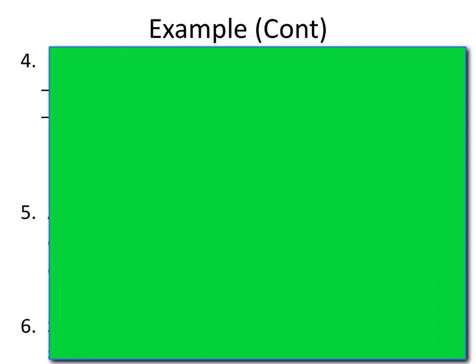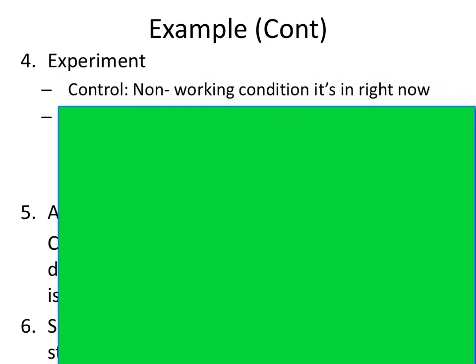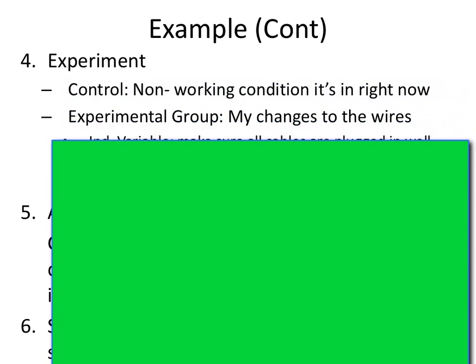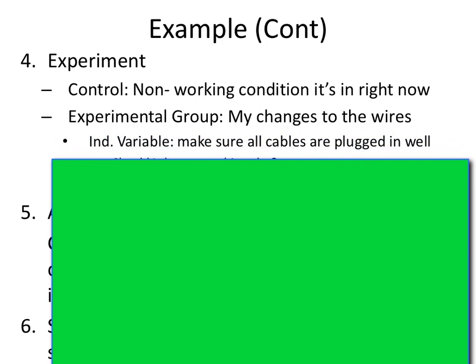Right? So my control, that's easy, is the non-working condition it's in right now. That's what I'm going to compare to. That's what I want to change in this case. My experimental group is going to be my changes to the wires. Okay? My independent variable is making sure that all the cables are plugged in well.